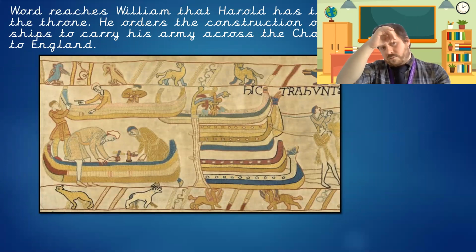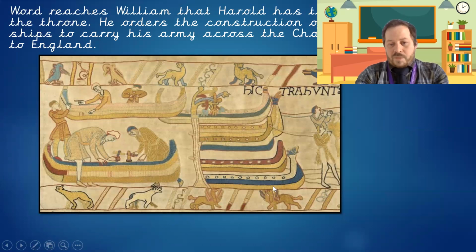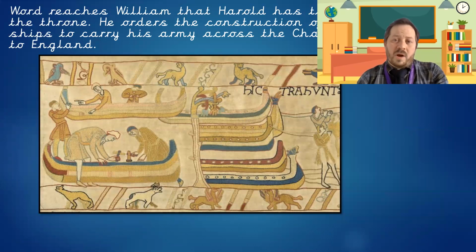When word reached William of Harold taking the throne, William ordered straight away the construction of ships in order to carry his army across to England. And we have here a depiction of that. The ships there waiting to be used. But before that, if you look, we have ships being made. And it's interesting that they think this was an important part of the Bayeux Tapestry, that it was actually the preparation and the knowledge that they were going to invade as soon as he was given the throne.